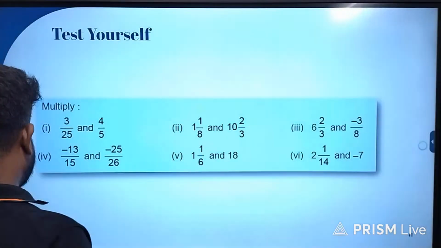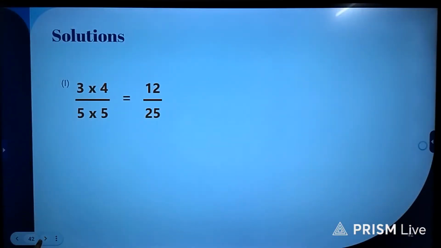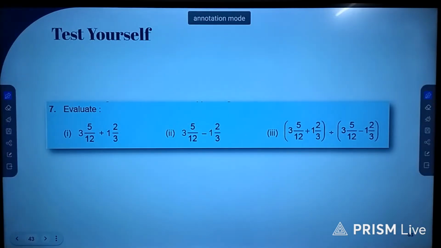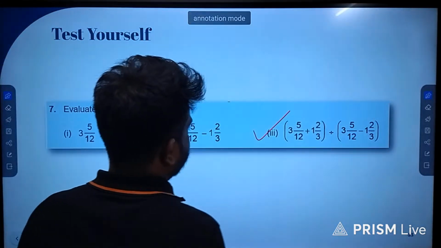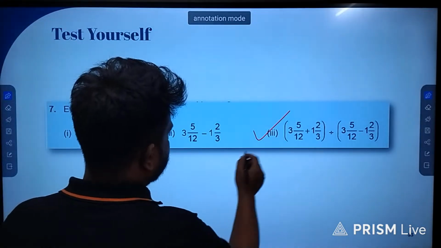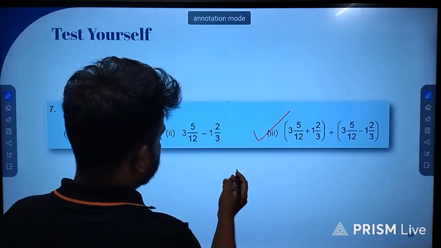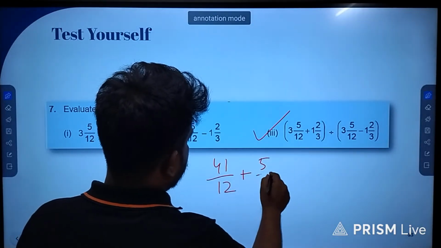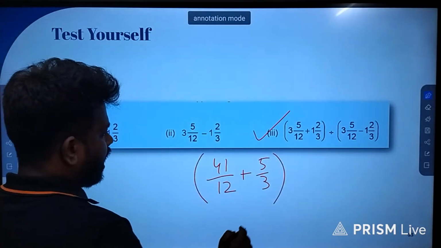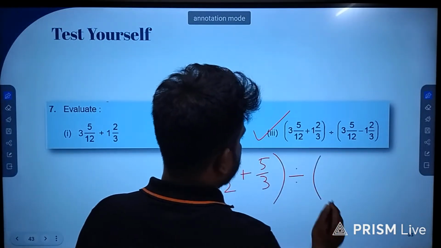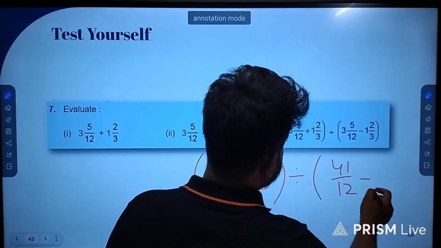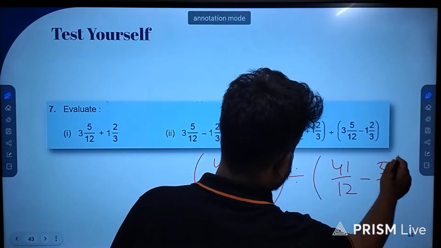Okay, let's go next, and yes, they have given the solution as well. Now this is like a mixed bag of questions. So let's do number 3. So for number 3 it will be 41 by 12 plus 5 by 3 and division of 41 by 12 minus 5 by 3.